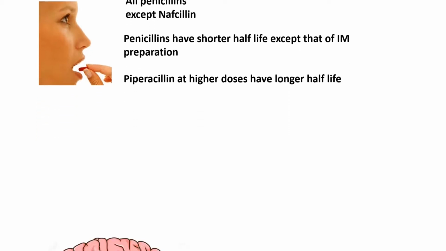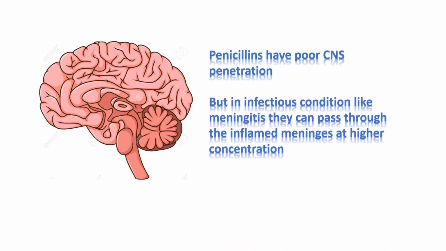Penicillin group of drugs are widely distributed throughout the body but not in the CSF. However, in case of CNS infection where meninges are inflamed, they can easily enter the CNS when given at higher doses. How is penicillin excreted from the body?